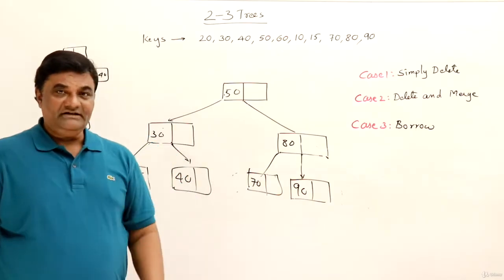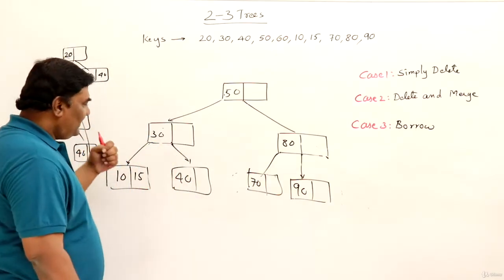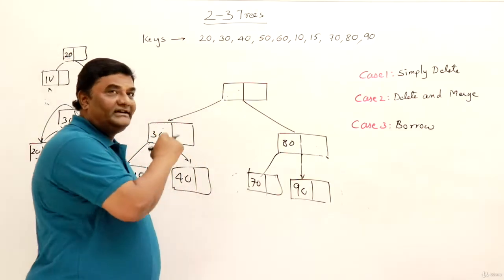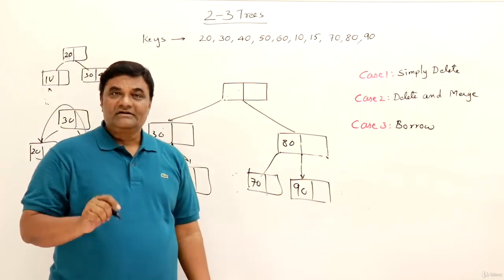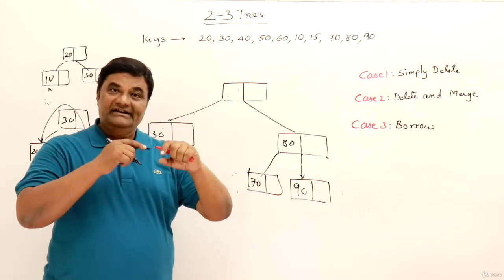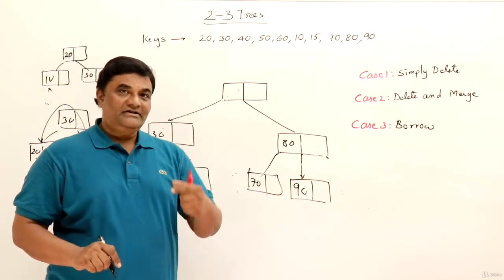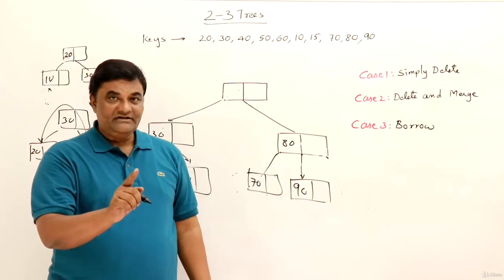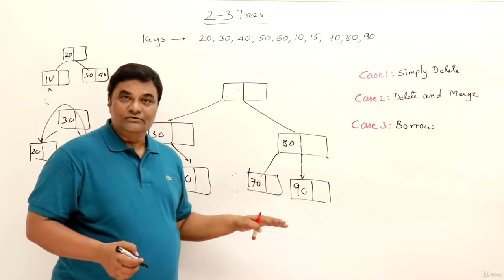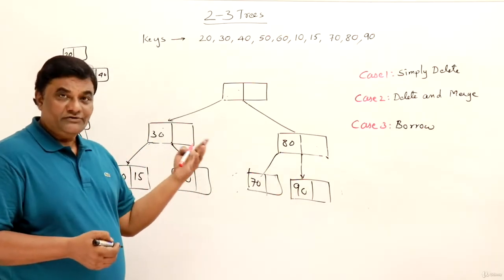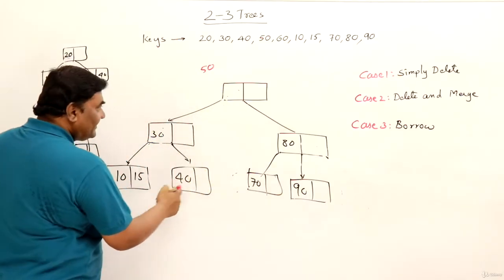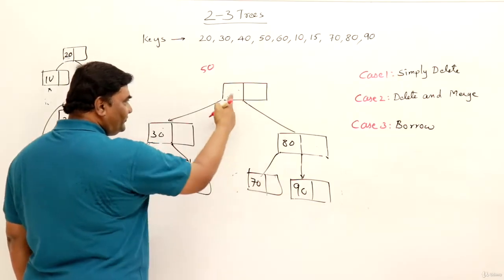Now one more key I will delete, one more key from this one. I want to delete 50. 50 is gone. Who will take its place? If you remember in binary search trees, when you delete any node, its in-order predecessor or in-order successor will take its place. In binary search tree we have learned this. So same thing we have to do. See, till now I was showing only deletion of leaf nodes, but now I am showing non-leaf nodes. I am deleting 50. 50 is gone. Then who should take its place? Either 40 should take its place or 70 should take its place.